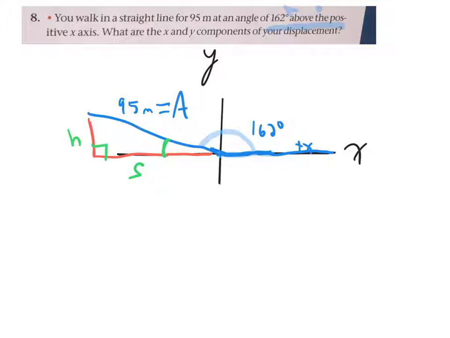But this angle plus this angle have to be 180 degrees, and therefore this angle has to be 18 degrees. So I really have a triangle whose hypotenuse is 95, whose angle is 18, and whose sides I want.